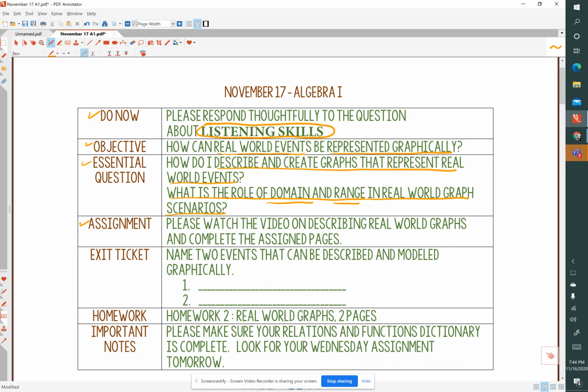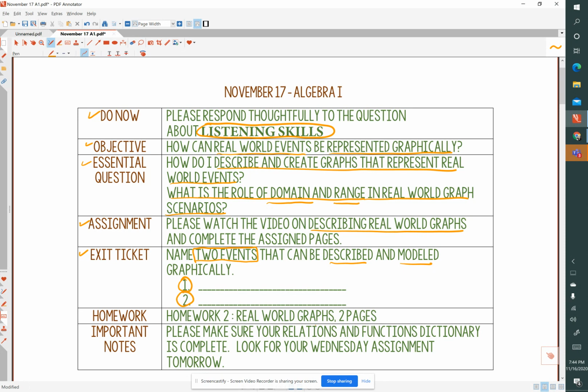Our assignment will be to watch the video on describing real-world graphs, and we'll complete the assigned pages. There are 2 pages today. And for our exit ticket, I'm going to ask you to name 2 events. So you're going to come up with these on your own that can be described and modeled graphically with graphs. So you're going to describe 2 events on your own.